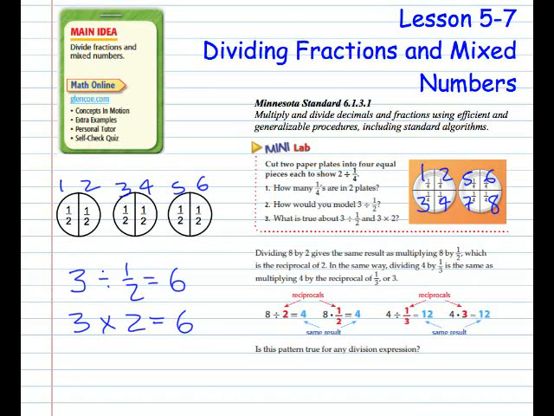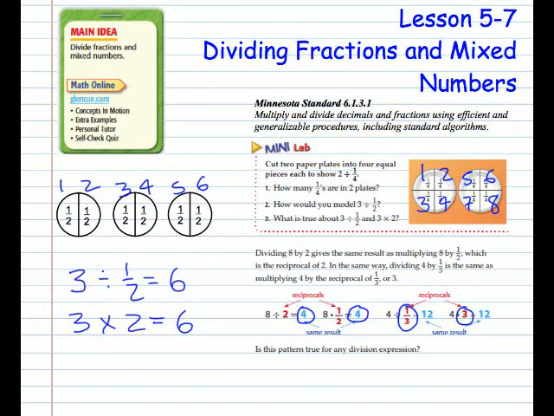In one instance, it's the quotient. In another, it's the product. Dividing 8 by 2 gives the same result as multiplying 8 by 1/2. Here's 8 divided by 2 is 4. 8 times 1/2 is 4. 1/2 is the reciprocal of 2. In the same way, dividing 4 by 1/3 gives me the same result as multiplying 4 times 3. Again, 3 is the reciprocal of 1/3.